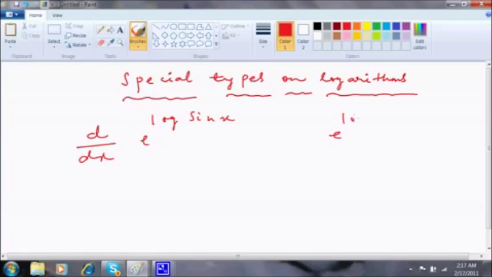e to the power log of f(x) is f(x), provided this is base e. So what I'm trying to say is these two are virtually getting cancelled, so this is the same question given differently. In fact, if nothing is written, we make out that the base is e. So I can virtually cancel e to the power log e, and I'm left with dy/dx of sin x, which is equal to cos x.